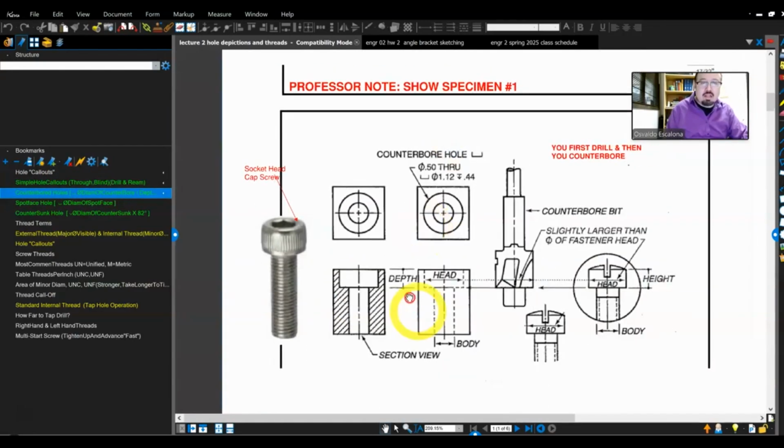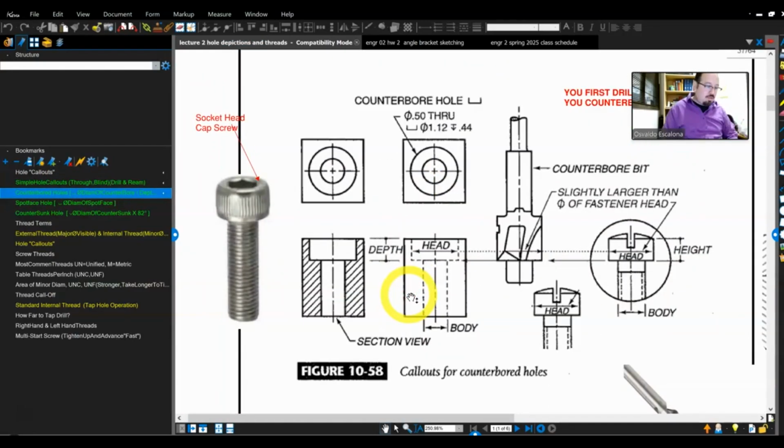The next one is what we call a counterbore. You will notice that you will see two things. The first thing is what we already talked about, right? First operation, it says, go get yourself a drill bit.